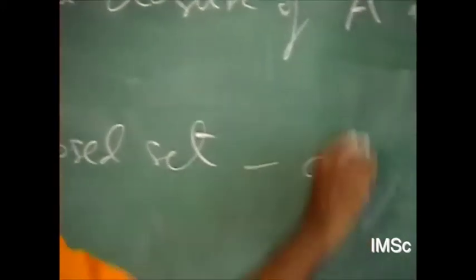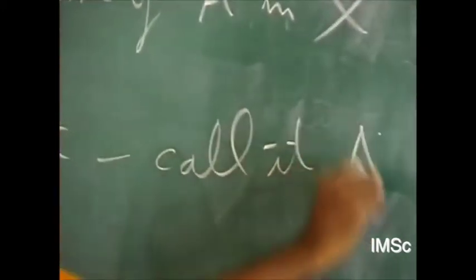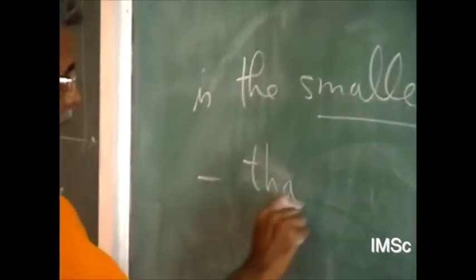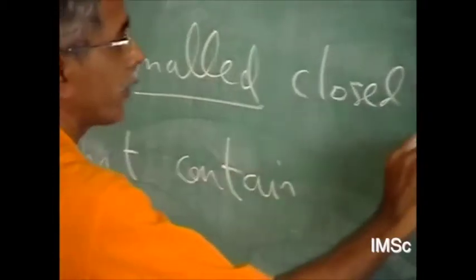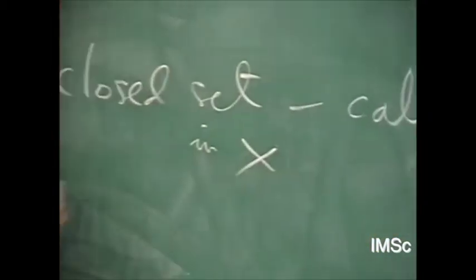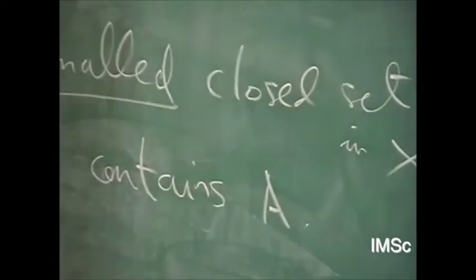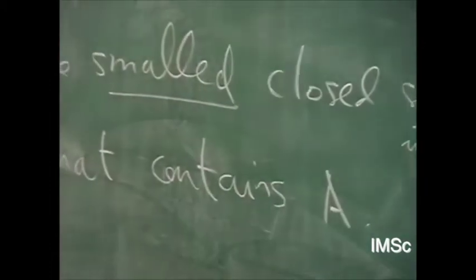Call it A bar, the closed set in X that contains A. So among all the closed sets which contain A, you take the smallest, and that's called the closure.